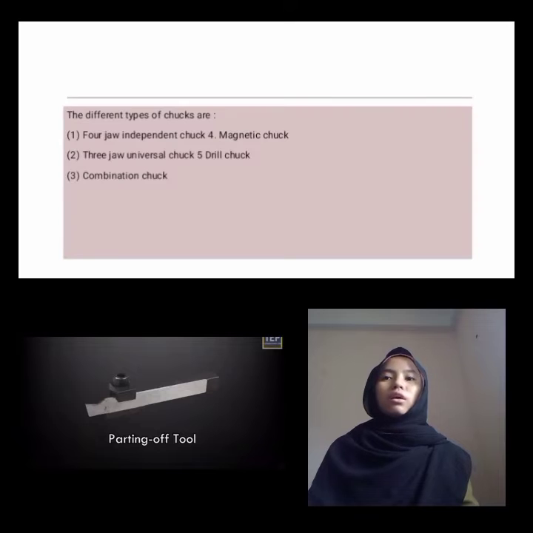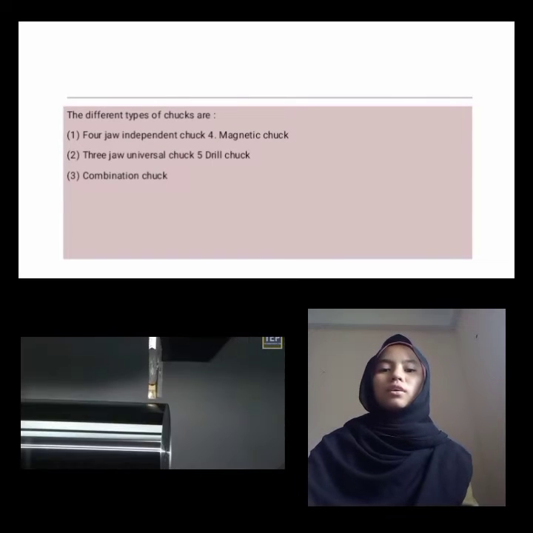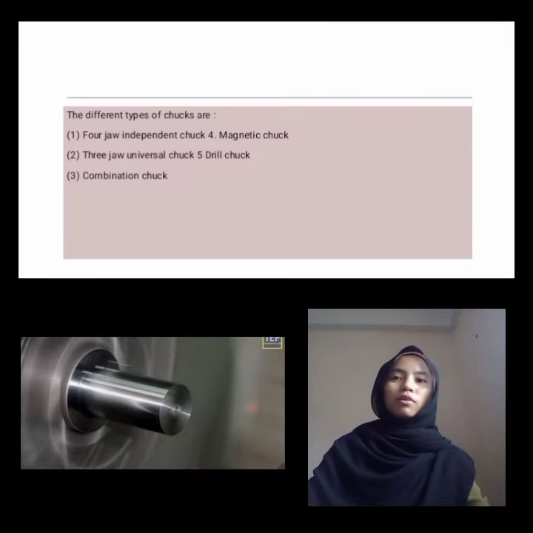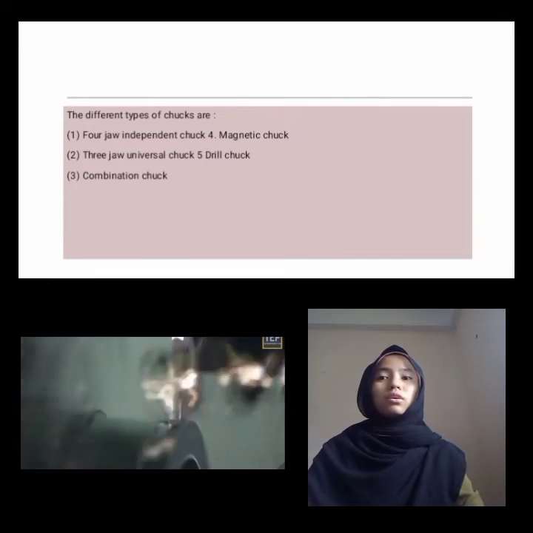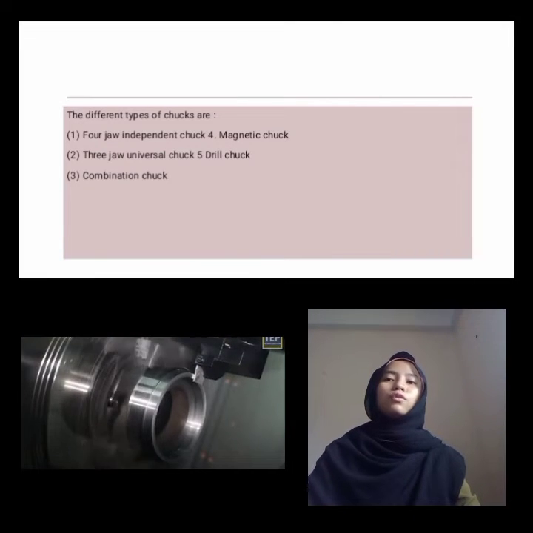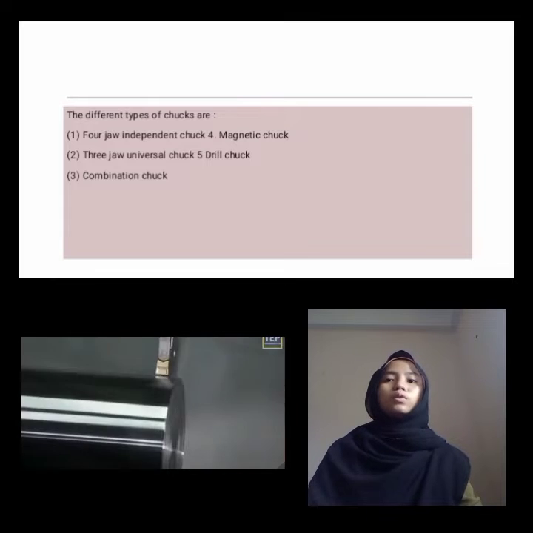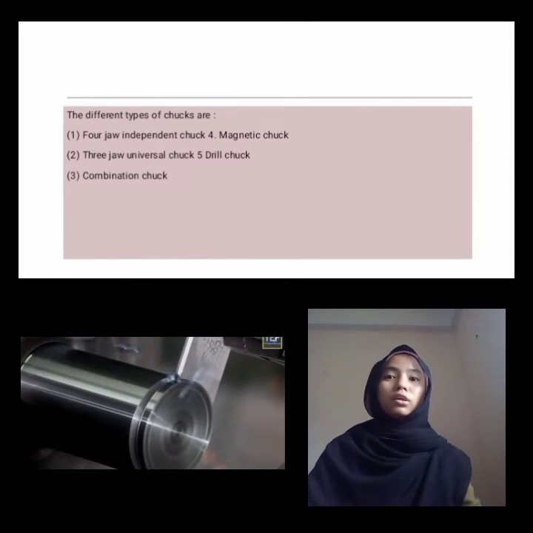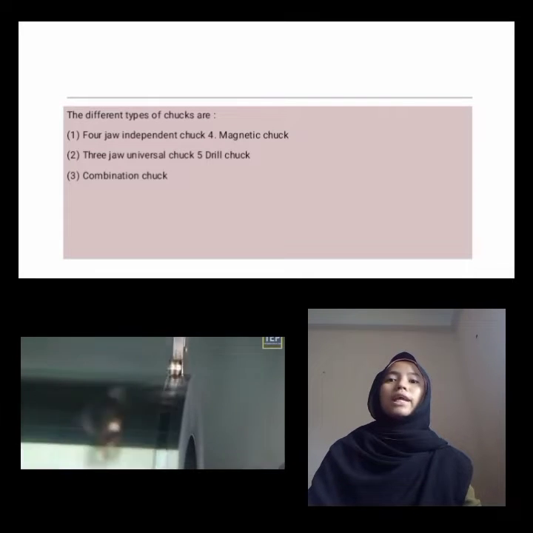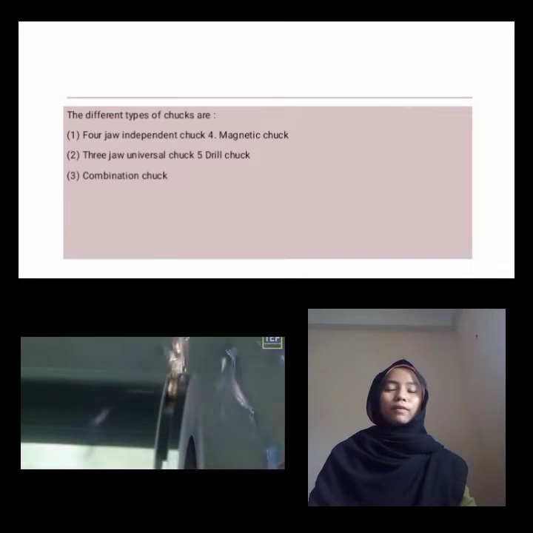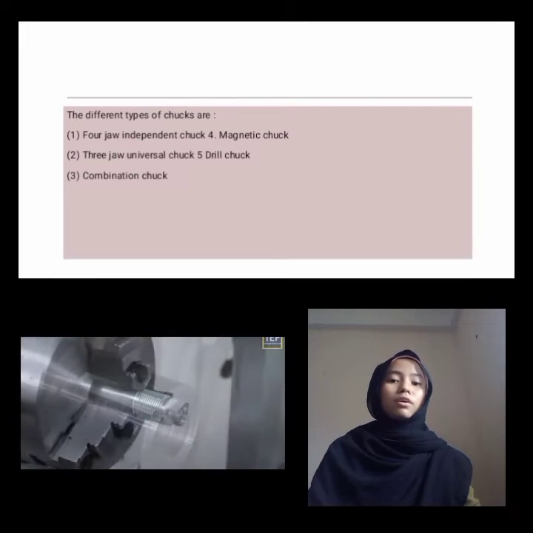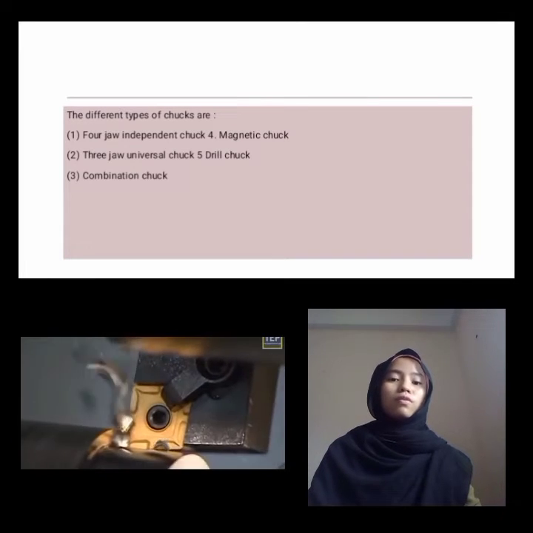Okay, so let's look at the next slide. The different types of chuck are: number 1 is the 4-jaw independent chuck, number 2 is the 3-jaw universal chuck, number 3 is the combination chuck, number 4 is the magnetic chuck, and number 5 is the collet chuck. So there are many types of chuck that we can learn about the lathe machine.